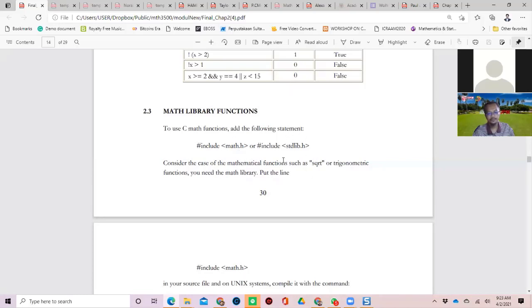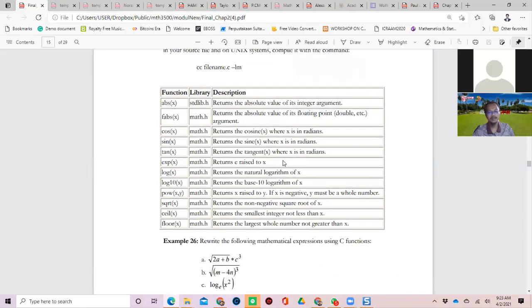Okay, now look at the table here. This is among the mathematical expressions in C that we can use, and in the middle here is the library that we need to declare in our C code at the beginning. Absolute value of x, the function is abs, so the library is stdlib. And then fabs is in math.h.